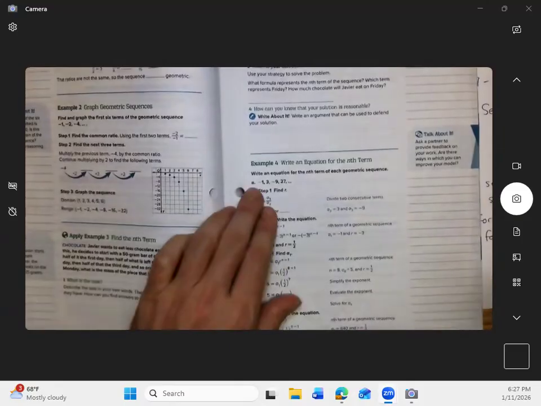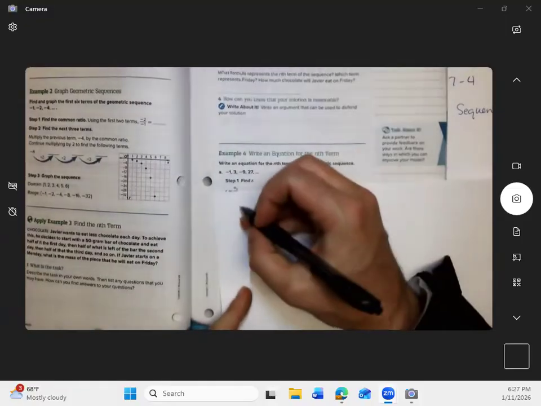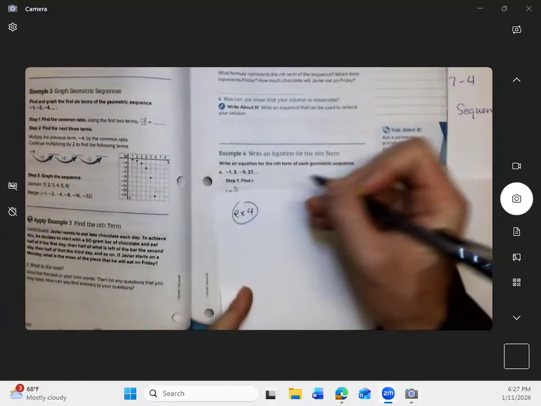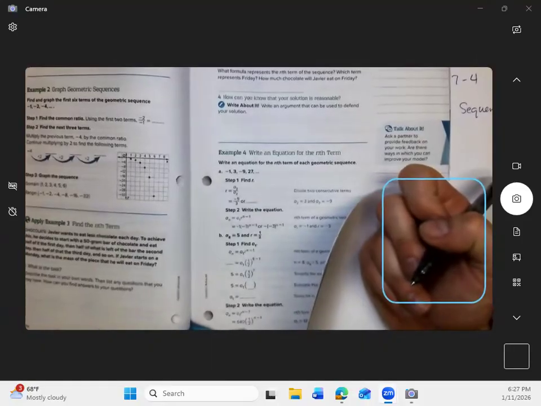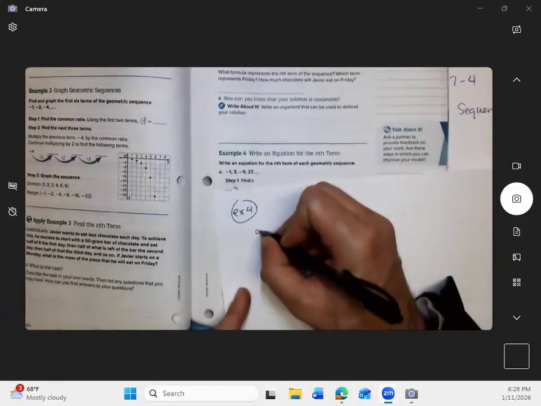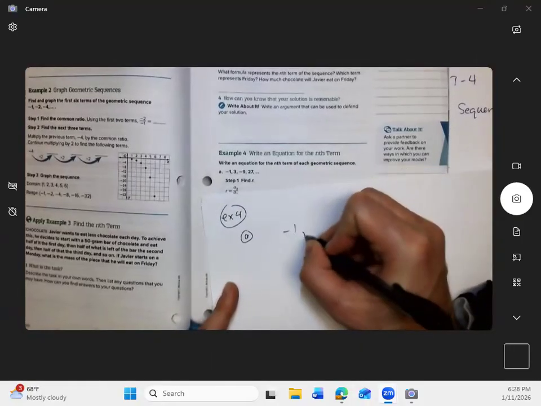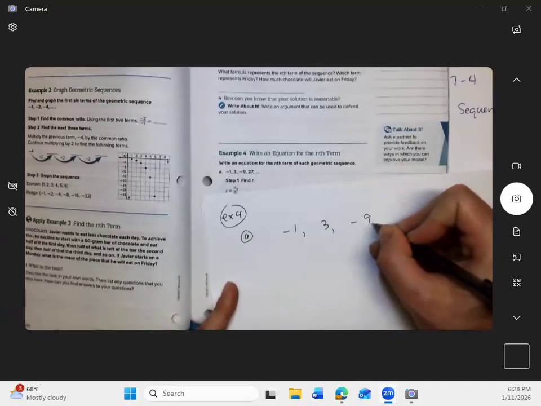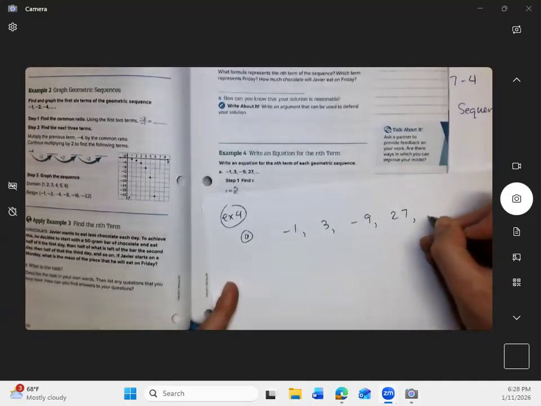Example 4. Write an equation for the nth term. Well, that's just what we've been doing. Been providing some extra examples for you guys. Example 4. Yeah, so let's do this. They give us -1, 3, -9, 27, and so on.